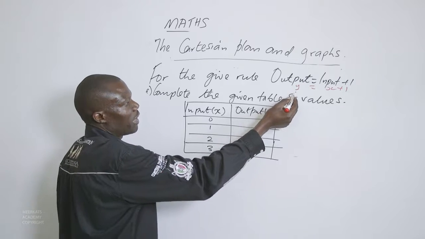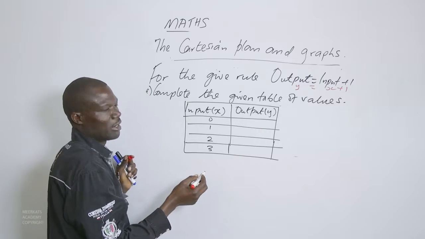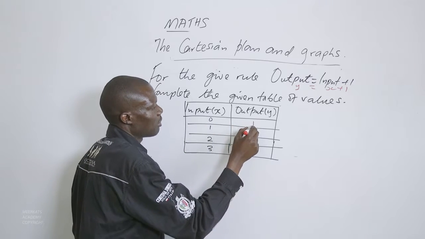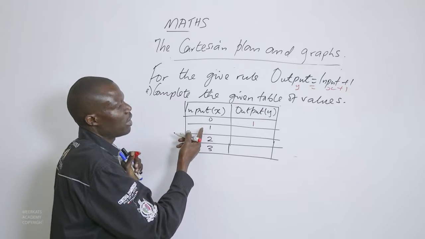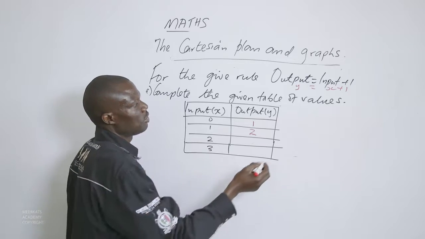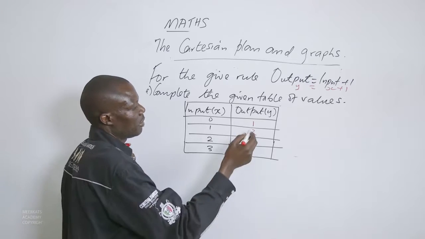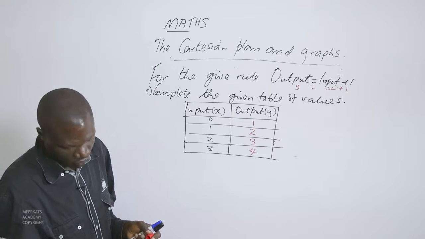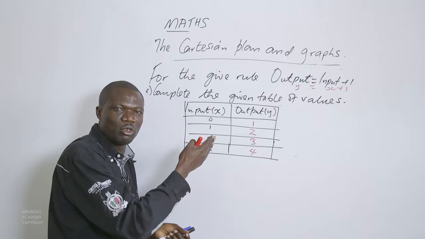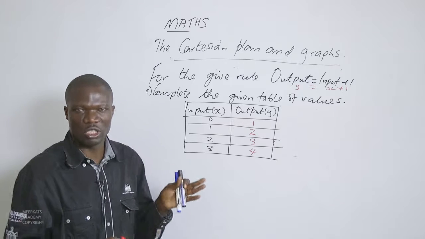They are told, find y when x is 0. So when you have x as 0, 0 plus 1 is 1. So you find that when x is 0, y is 1. When x is 1, it will be 1 plus 1, which is 2, so y will be 2. When x is 2, it will be 2 plus 1, which is 3. And when x is 3, it will be 3 plus 1, which is 4. So this is our table of values, giving us the two variables, that is the input, which is our x, and the output, which is our y.